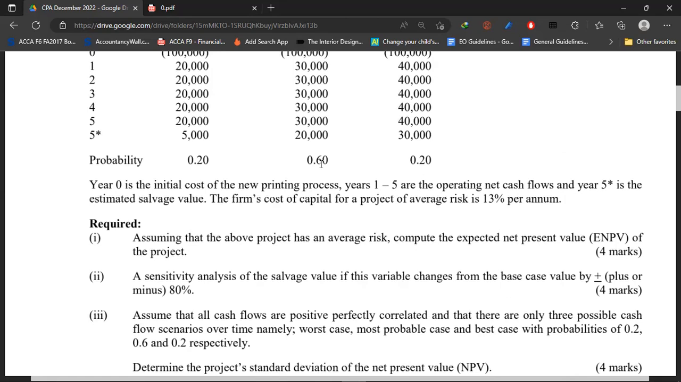Someone? Godfrey? Someone? Godfrey, can you answer our question? Lillian, how do you normally compute the expected net present value? Rose, what is our expected? How do you normally get the expected net present value?